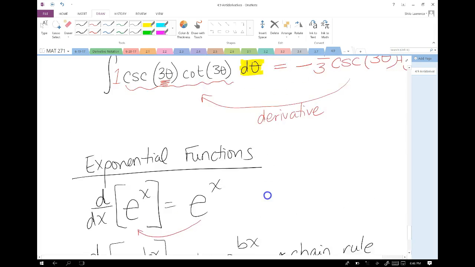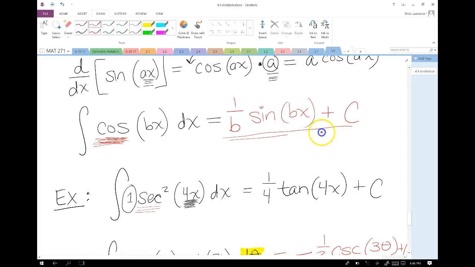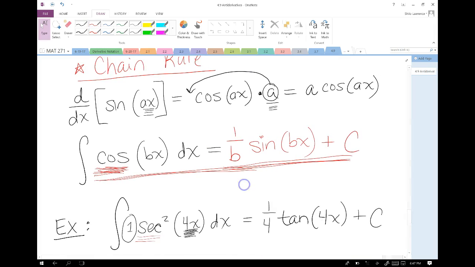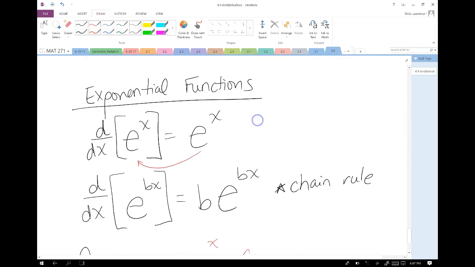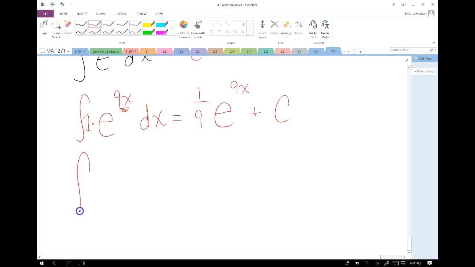So we've got this special little rule, just like I had up here. I only wrote out what it would be for cosine and sine, but you could really stick any trig functions in those spots that match up with our trig derivatives up top. The antiderivative for any e to the ax is going to be 1 over a, e to the ax, plus c.